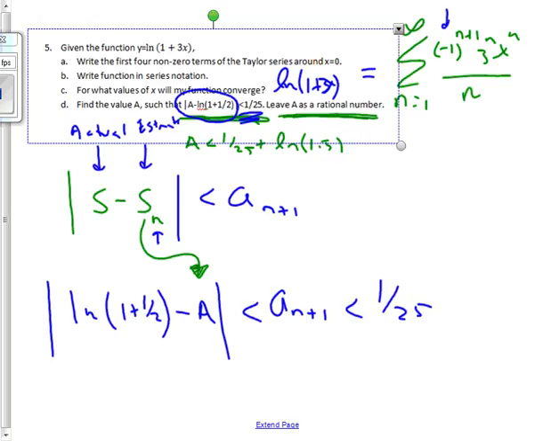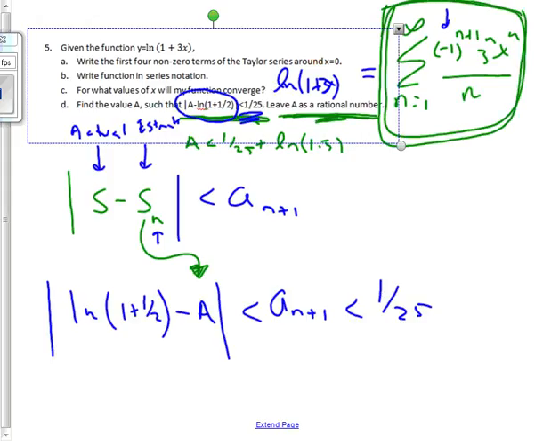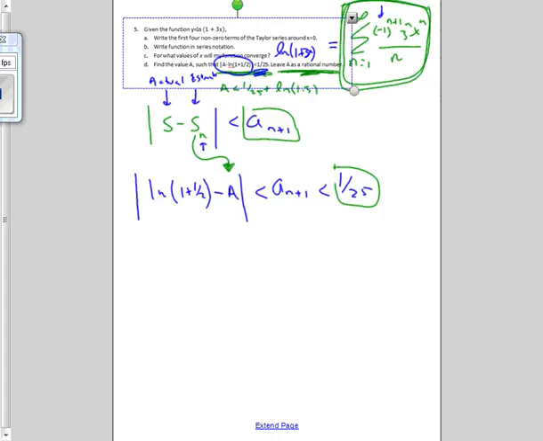And because our approximation gives us numbers in fractions, it's going to be a rational number. So what we need to do here is just, through inspection, figure out when my n plus 1th term becomes less than 1/25. So I think a table might be nice.